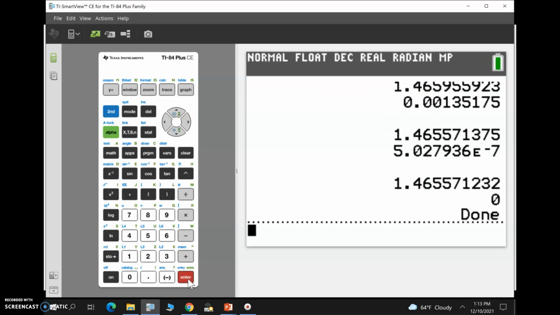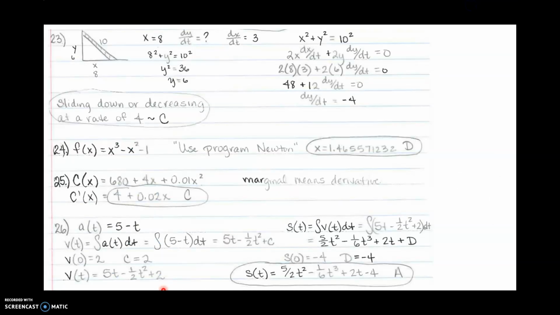And so it will do all the work for us, and it will shoot out our answer. So there's our answer, 1.465571232. So we definitely want to do that one on our calculator and not by hand.